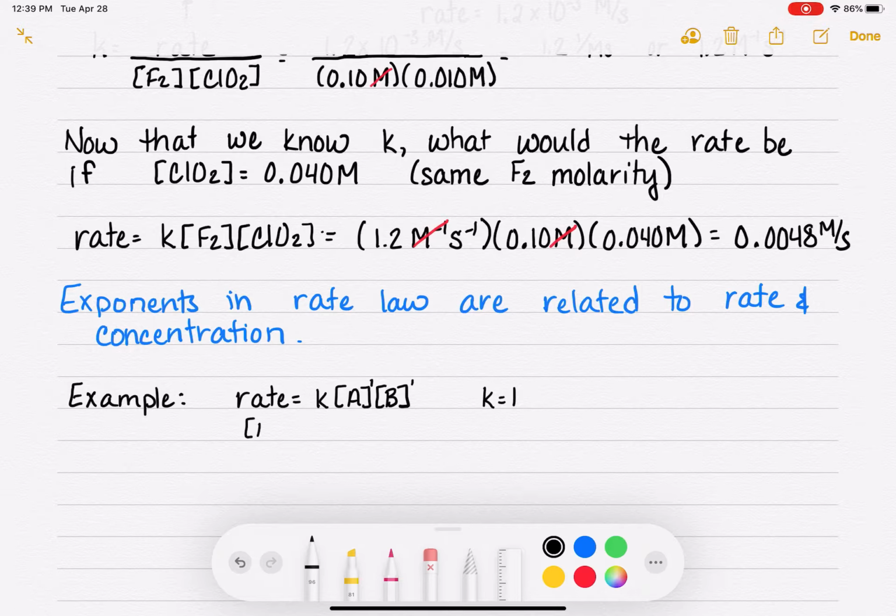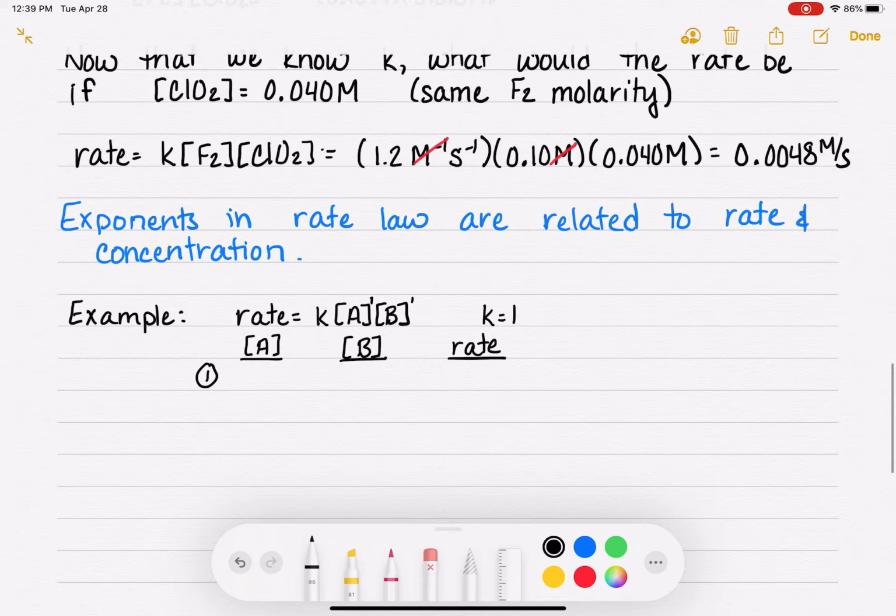And what we're going to do is consider running this reaction 3 different times. And in these 3 different times that we run the reaction, we're going to make changes to the concentration of A or B. So let's say initially we start the reaction with a concentration of A and B that's equal to 1 molar. If we had 1 molar A and 1 molar B, what would the rate of that reaction be?